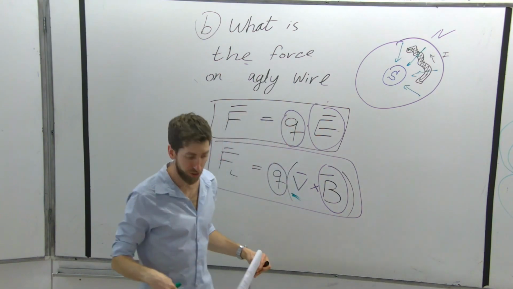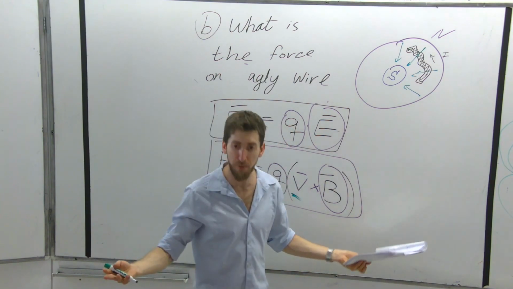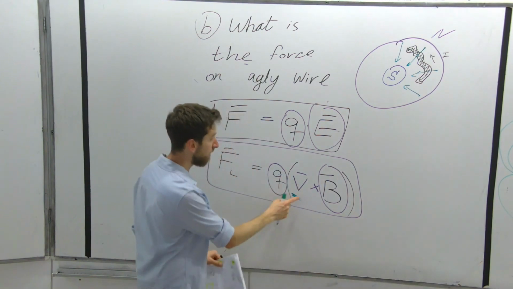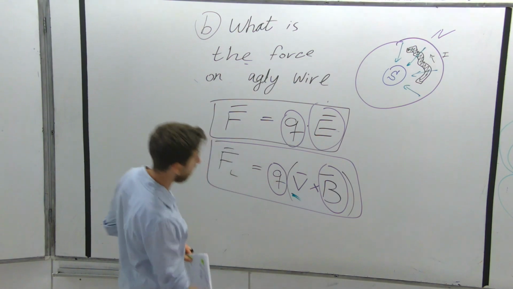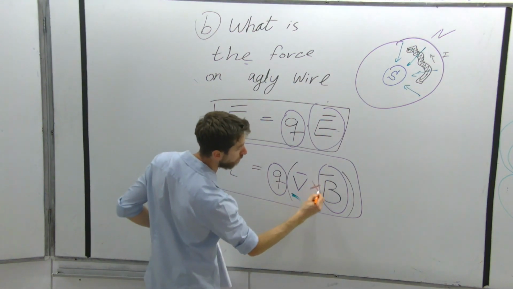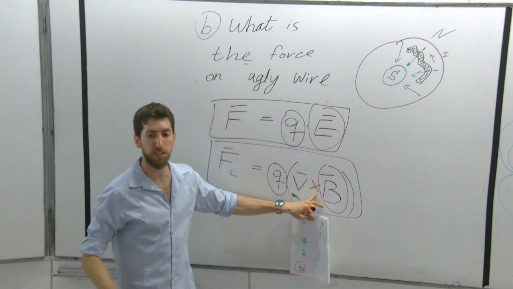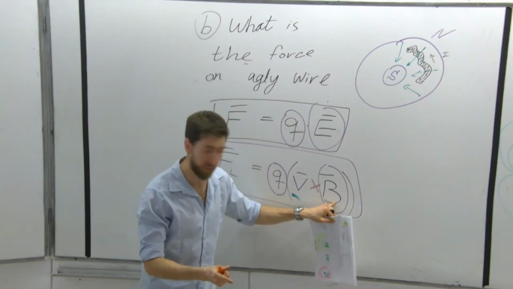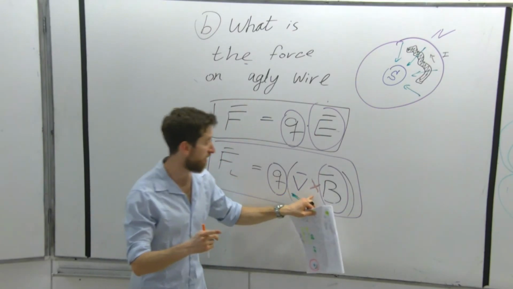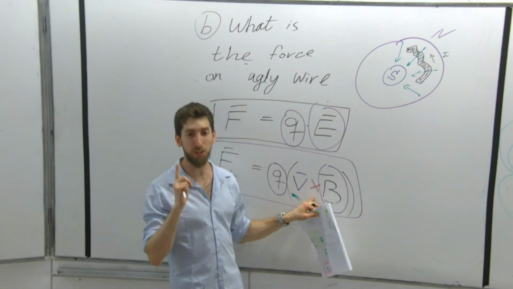If I'm a charge and I stand in place above a magnet, I don't feel it. Somebody needs to give me some velocity. And also, look at this. We have this cross. This cross actually tells us directions. Okay, so it's not enough to have charge, have a magnetic field, and have a velocity. I need to have the velocity with the right orientation.